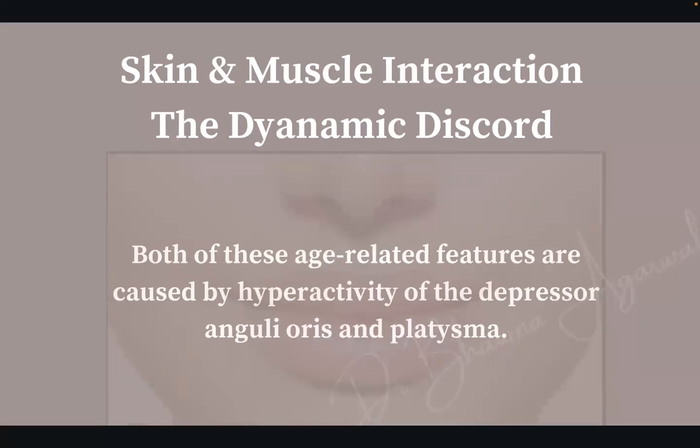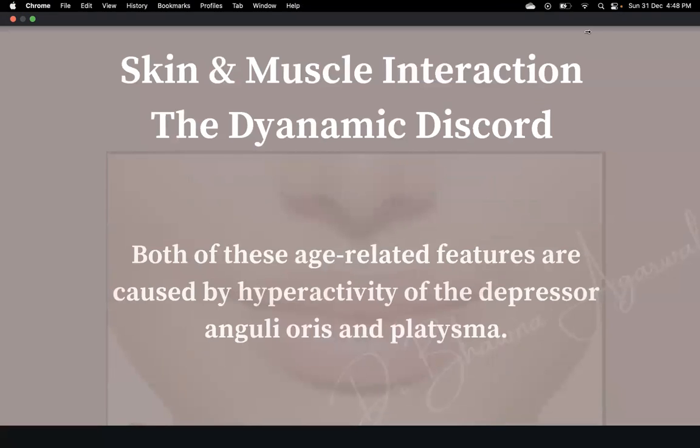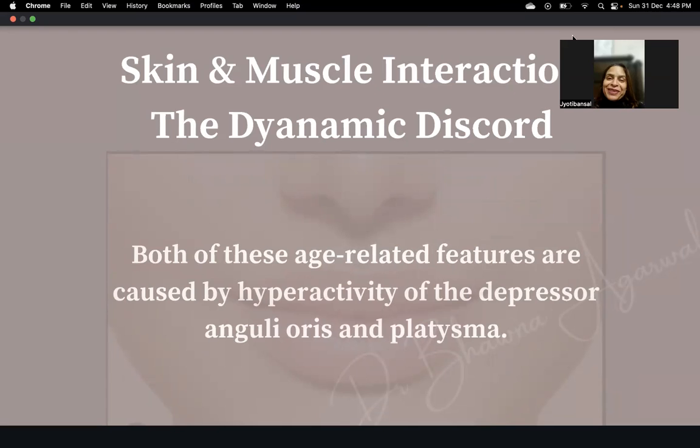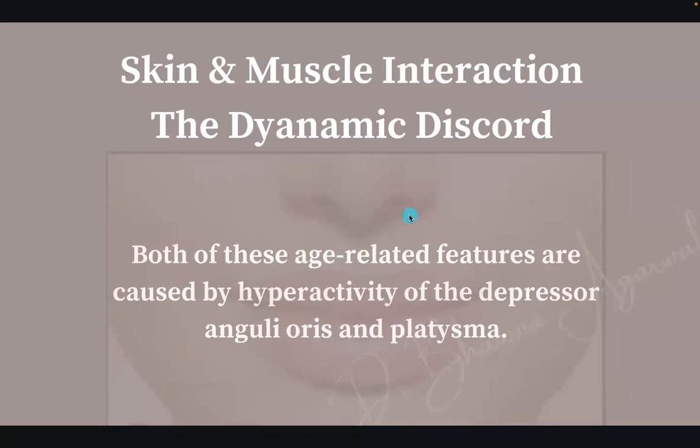Now, skin and muscle interaction, which is the dynamic discord. Yeah, you wanted to ask something? No, my daughter is disturbing me. She has always a problem whenever I'm in a class. No worries, I can understand.